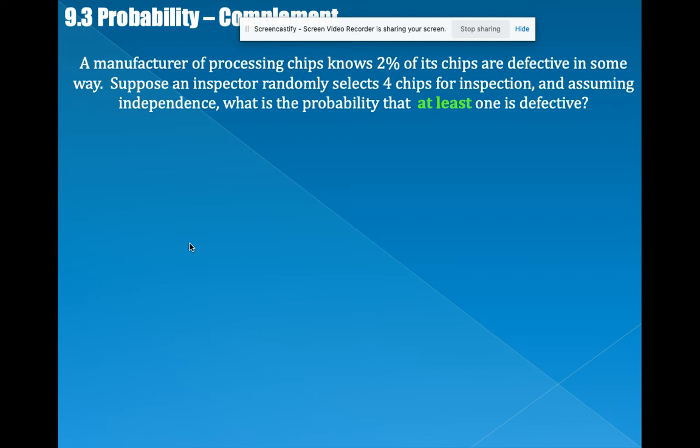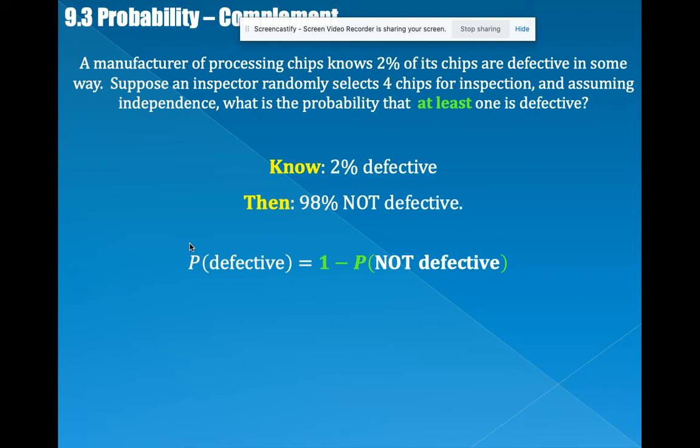And there's that word "at least." That is going to be a trigger that I could use the complement. So if I know that 2% are defective, what else do you know? 98% are not defective, right? So my strategy might be: the probability of defective is all my probabilities, which is 100%, or 1, minus the probability of not being defective.